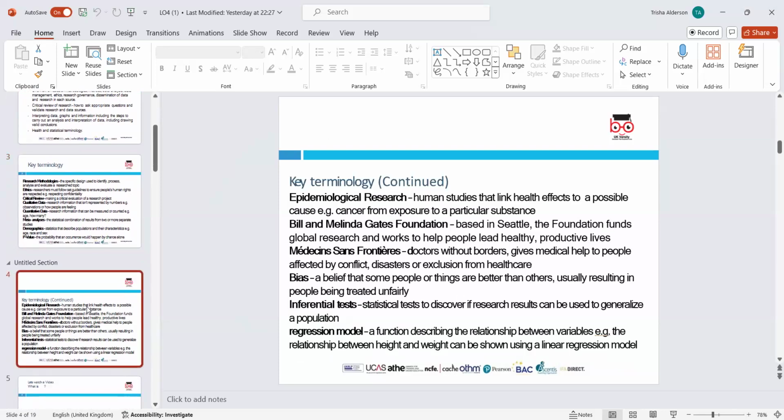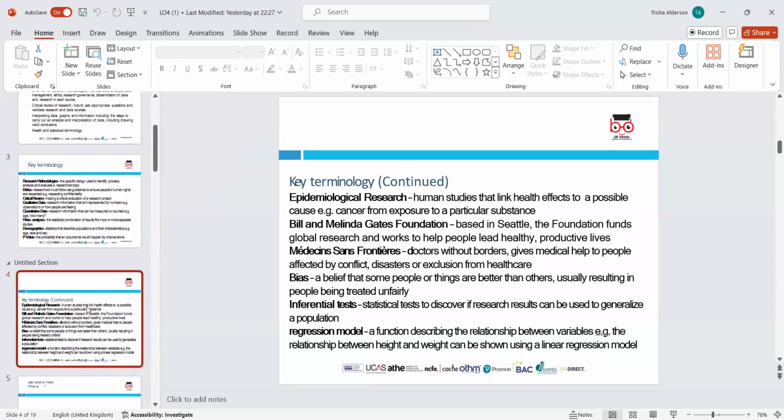And epidemiological research is another one. That means a human study that links health effects to a possible cause. For example, cancer can be caused from exposure to a particular substance in the atmosphere. So something in the environment's caused the cancer.